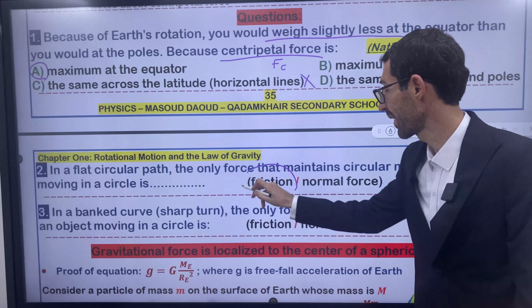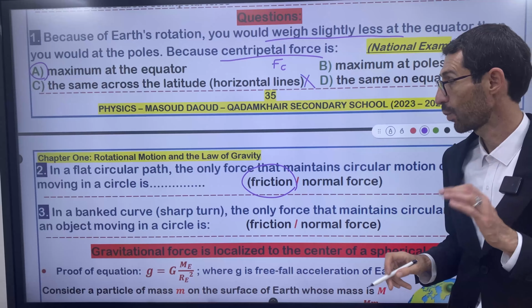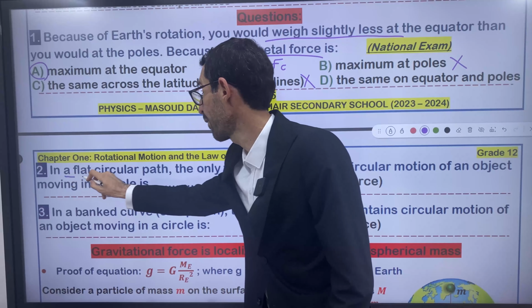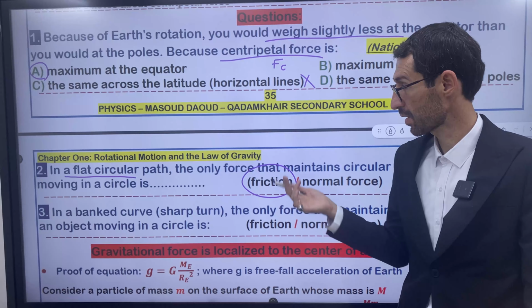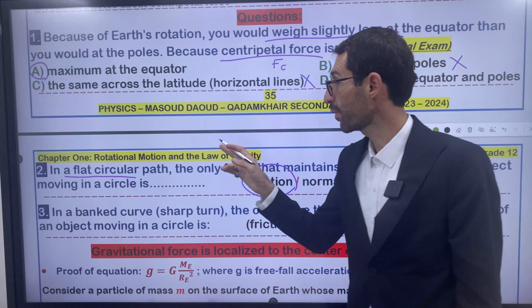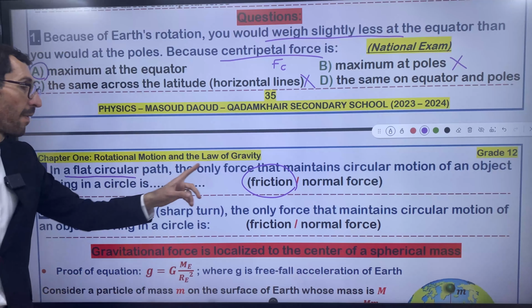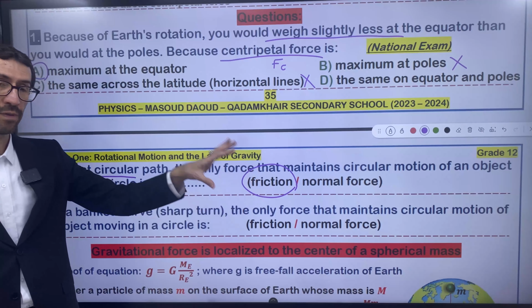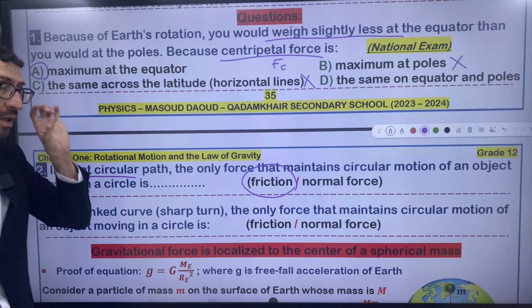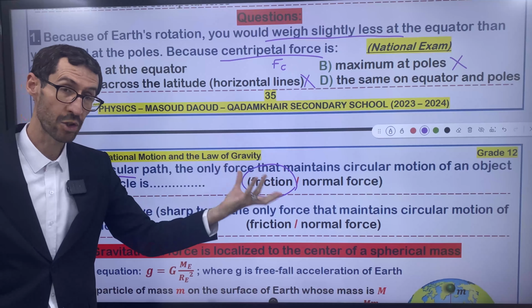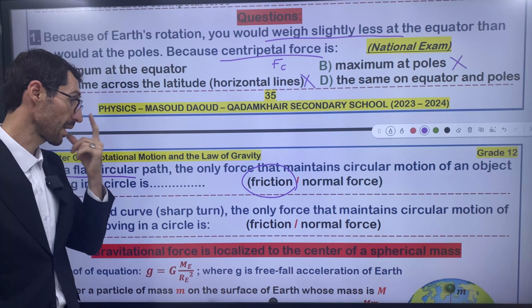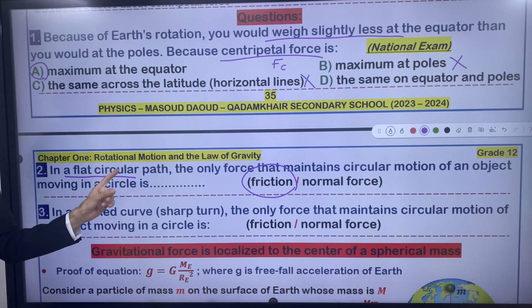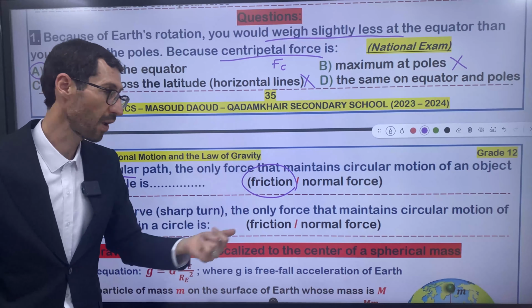Of course, friction. Keep in mind that whenever you hear the words flat circular path, it means an ordinary, normal circular path. That's why for a flat circular path, friction is in charge of creating the centripetal force. Friction in a flat circular track will be the centripetal force.